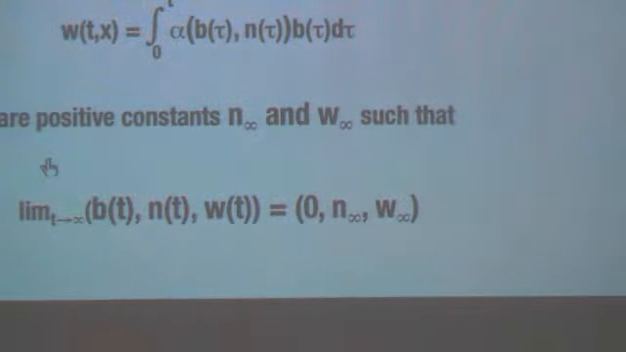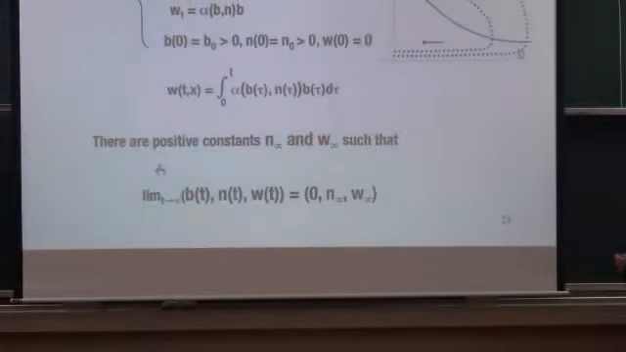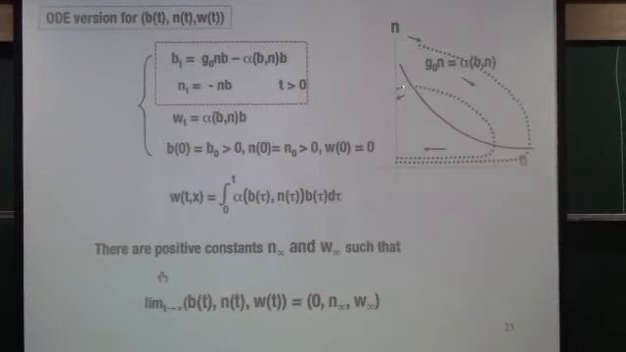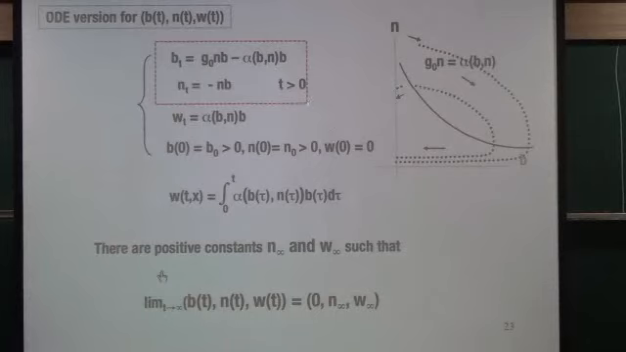Suppose the initial condition is here. Then B is increasing and N is decreasing, the same thing as before, and here it immediately tends to 0. Of course, we can analyze this equation by using phase plane analysis, and then we can get this result easily. B tends to 0, N tends to N infinity, which is positive, and W tends to W infinity, positive. So this is exactly the same story.